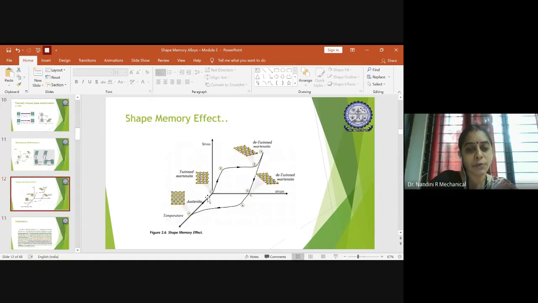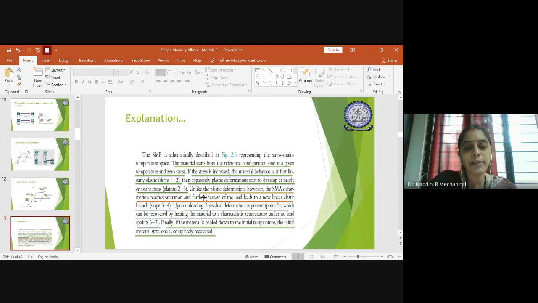As it moves from 1 to 2, you have the variation in your stress value. So you can say when the shape memory alloy moves from 1 to 2, you have the variation in the stress, because you are applying temperature to the shape memory alloy. Due to the enhancement in the temperature, the stress increases, right? So the stress increases and the material behavior is at first linearly elastic.